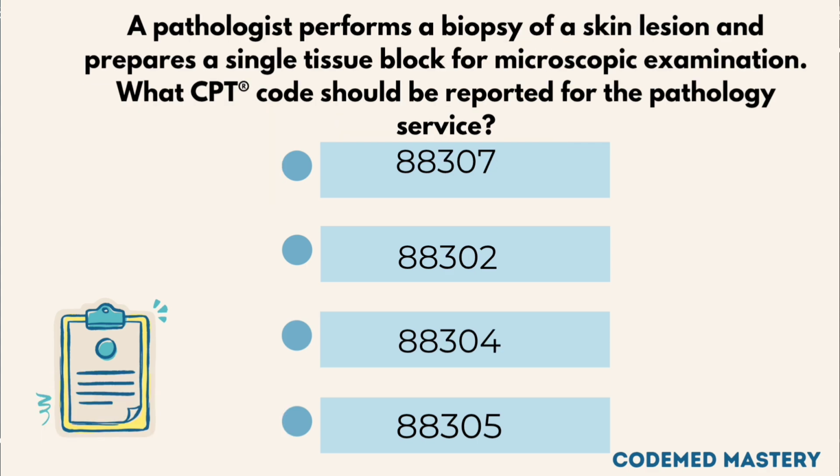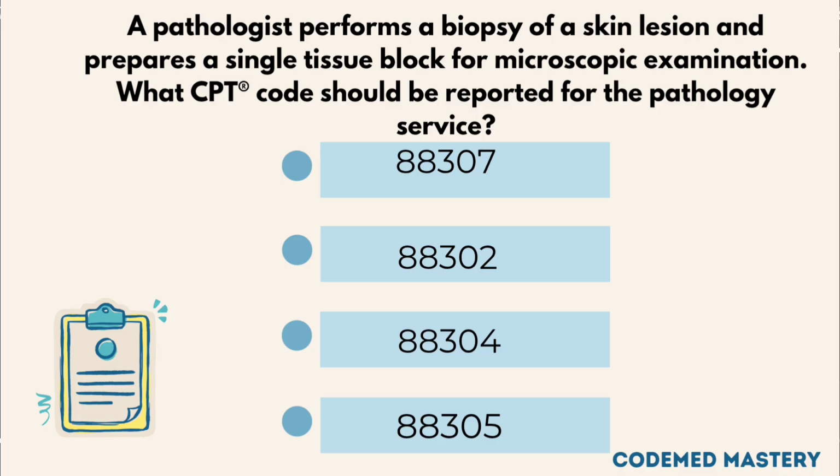Next question. A pathologist performs a biopsy of a skin lesion and prepares a single tissue block for microscopic examination. What CPT code should be reported for the pathology service? Let us check the options. These codes are from the surgical pathology. The code is 88307 in option A, which is level 5, 88302 is level 2 and 88304 is level 3 and 88305 is level 4.